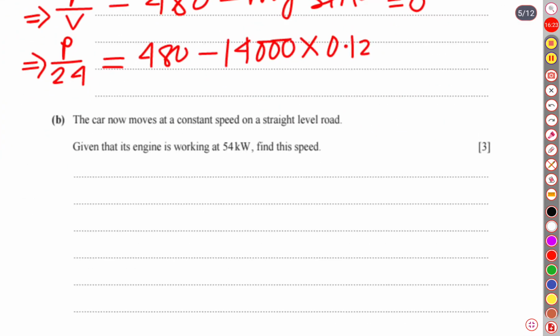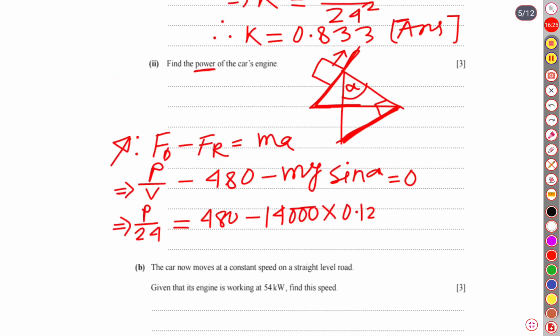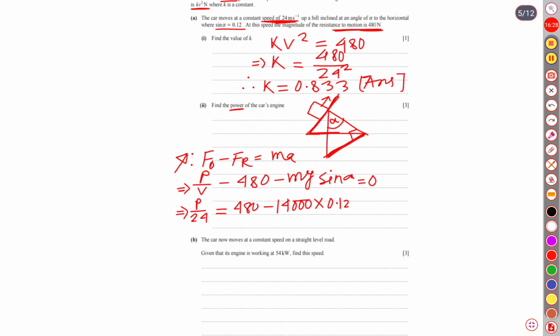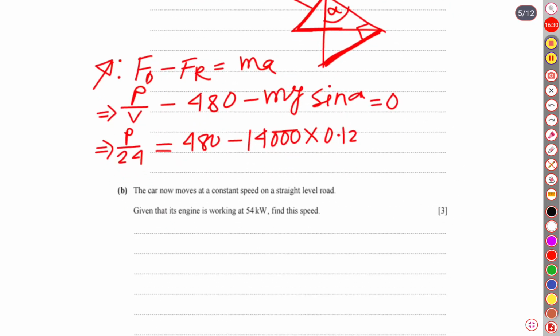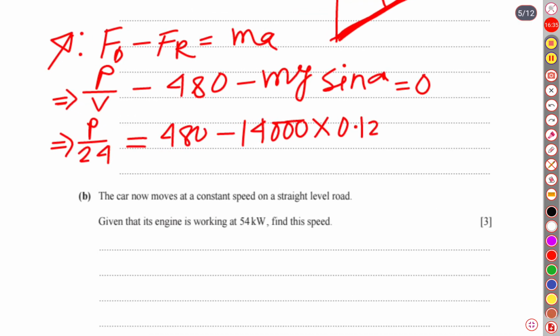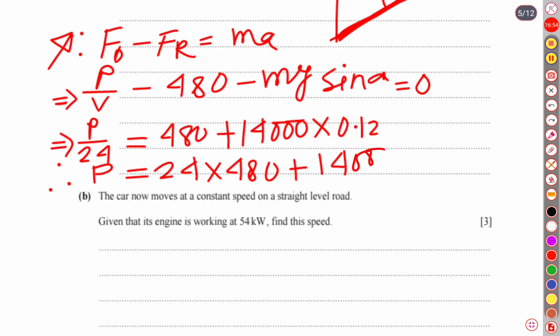Then we require P. So for finding P, what can we do? We will just do cross multiplication. So our P is going to be 24 into 480. Will it be minus? Not at all, because they have changed their position from one side to the other. So plus 14,000 into 0.12 into 24.